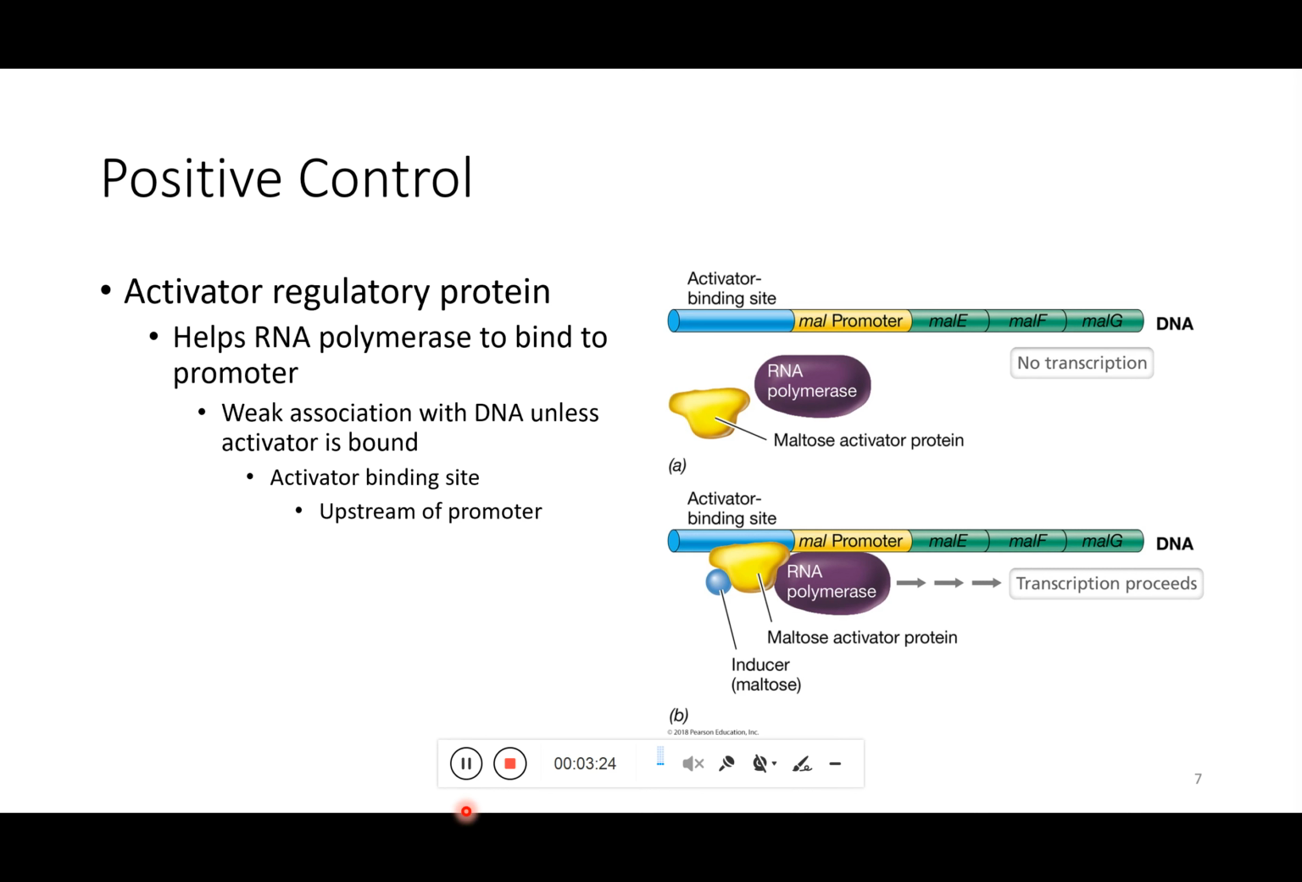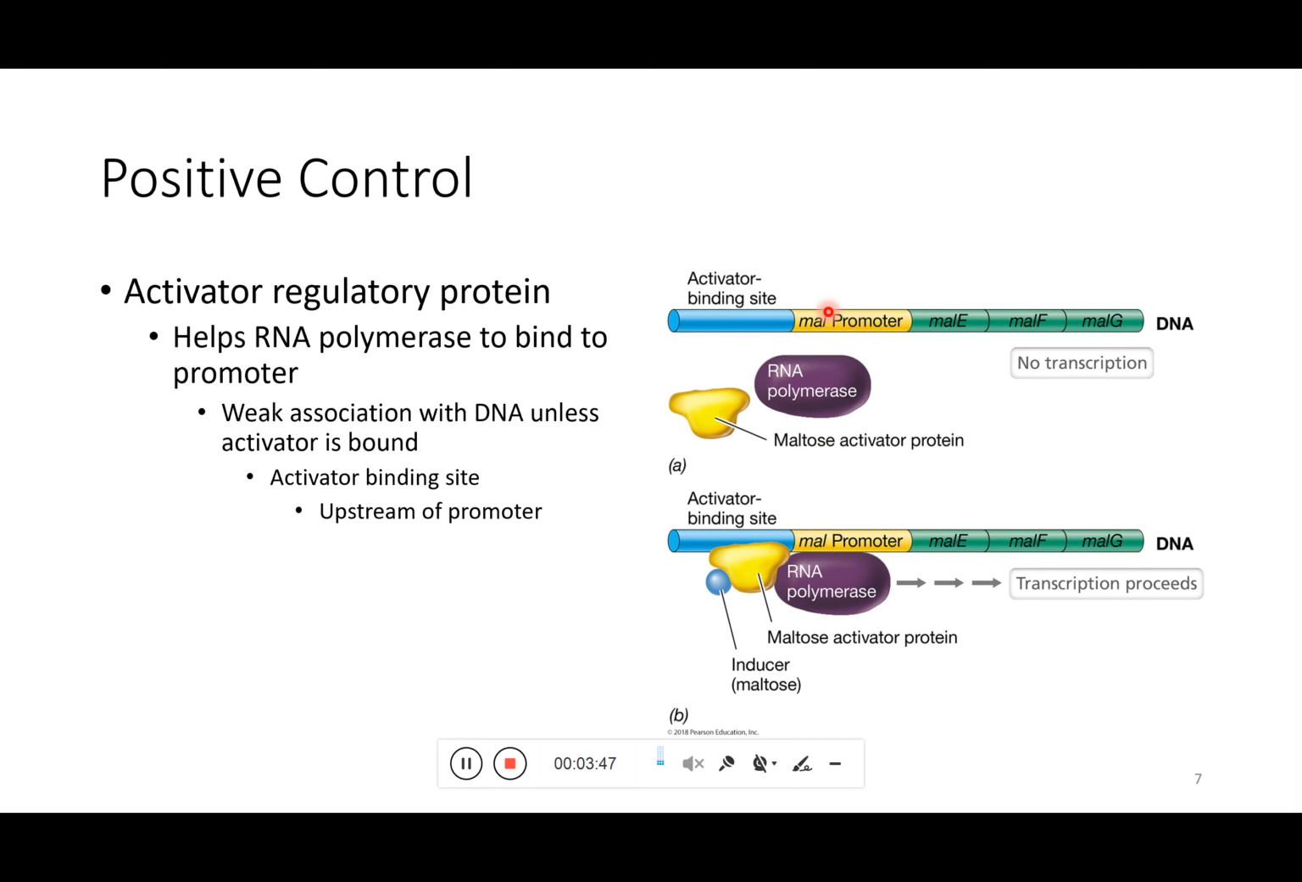You can also have positive control of gene regulation. Positive control usually happens upstream of the promoter, not directly upstream of the genes. And this is typically in a situation where the RNA polymerase is not needed very often at all, and therefore the RNA polymerase and its associated sigma factor do not bind well to the promoter sequence.